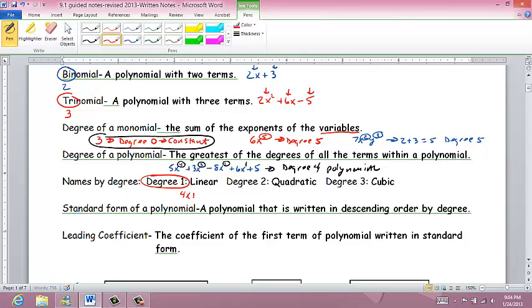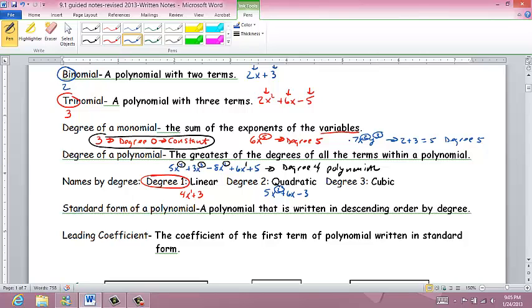So, an example of that would be 4x plus 3. The highest degree in this polynomial is 1. Therefore, it's a degree 1 polynomial, which we state as a linear polynomial. A degree 2, okay, has to have a degree 2 term in the polynomial, such as 5x squared plus 6x minus 3. The highest degree in this is 2, and we say a degree 2 polynomial is a quadratic. So every polynomial whose highest exponent is 2 is known as quadratic.